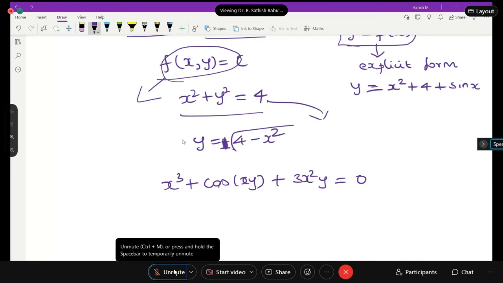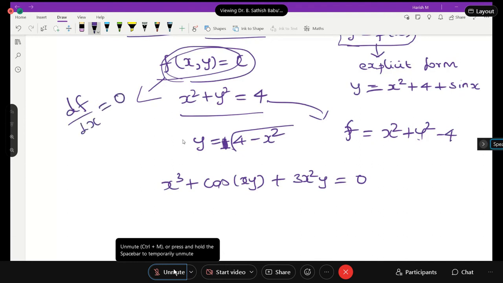That is, you take f is equal to x square plus y square minus 4. Or if you just differentiate this thing, dou f by dou x will be equated to 0. I'm not saying that dou f by dou x will become 0. The right hand side differentiation will be 0. You can equate this dou f by dou x to 0, right? Yes, sir.